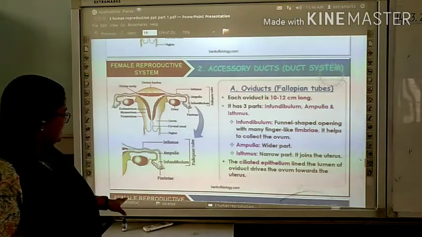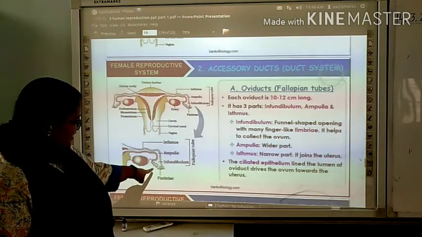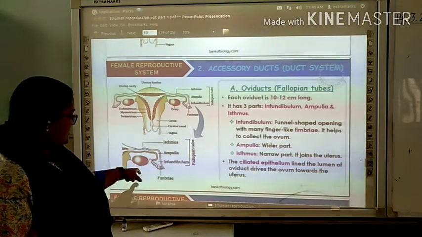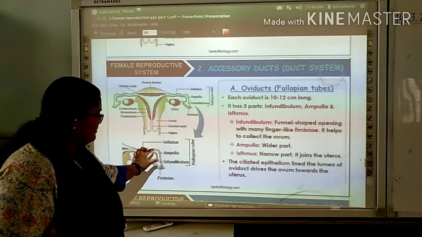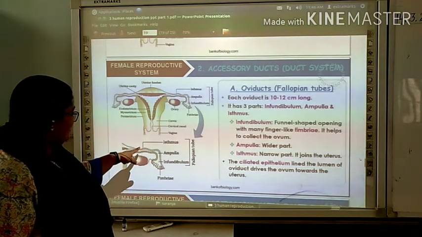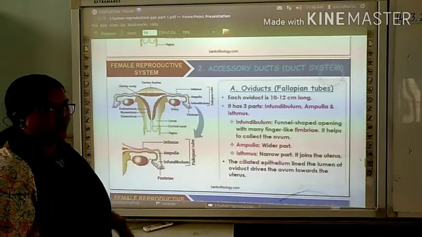Right? So all the parts are clear. Infundibulum, the funnel-shaped part, has finger-like projections, the fimbriae, which help make the connection. Then the wider part, the ampulla, and the last, narrower part which joins the uterus, that's called the isthmus.